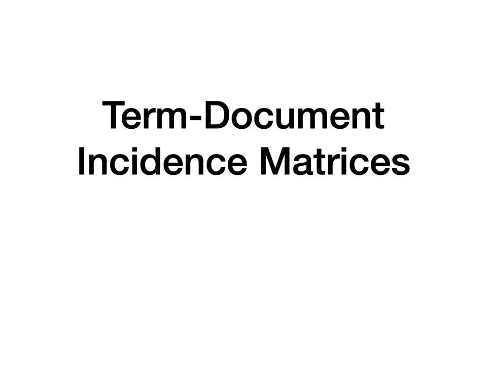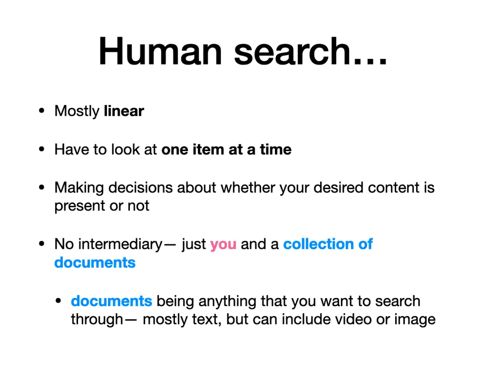So first, let's touch back on why aren't we just doing human search? Human search is linear, right? If you have a pile of things, you just have to go through them one at a time and then make all these decisions about, okay, is this book likely related to the thing I'm trying to find or not? There's no intermediary here. It's just you and a collection of documents.